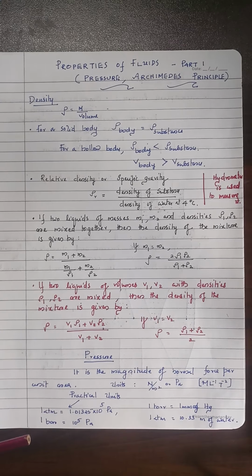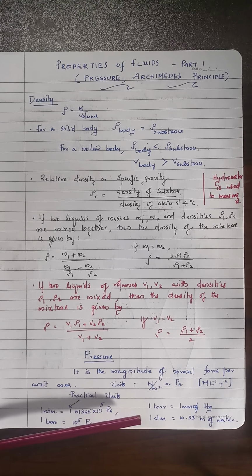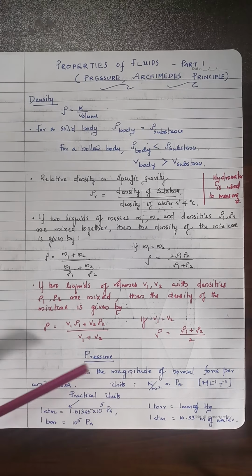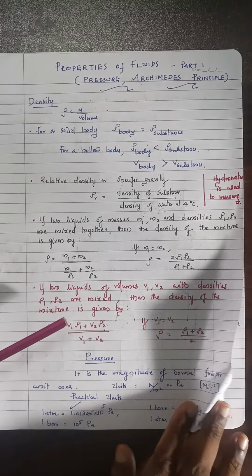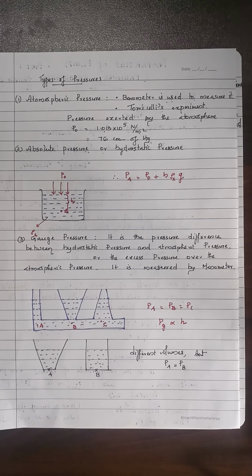1 bar, take the value as 10 raised to 5 Pascal. 1 torr, take the value as 1 millimeter of mercury. And 1 atmospheric pressure you can also express in terms of height of water column as 10.33 meter of water. So that is pressure. And keep in mind the 3 types of pressures we have to deal with: atmospheric pressure, absolute pressure, and gauge pressure.